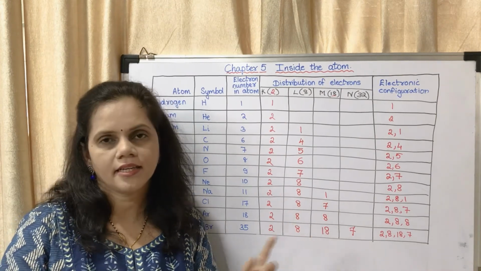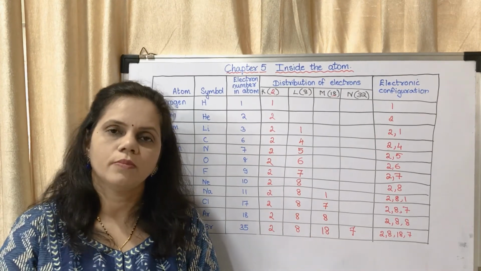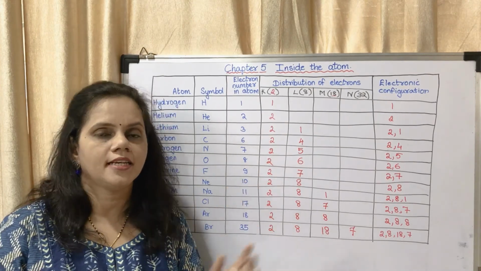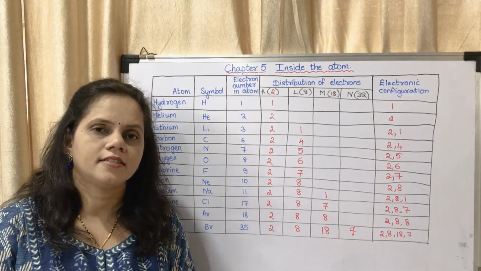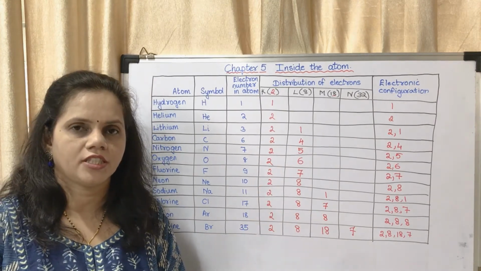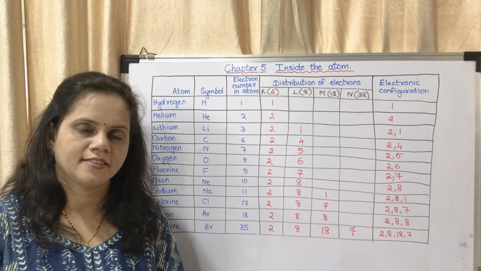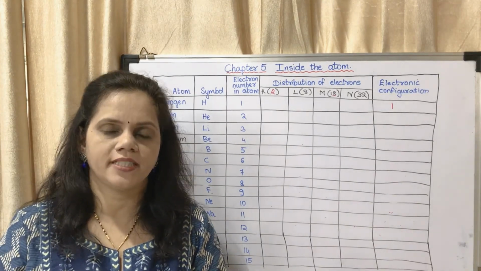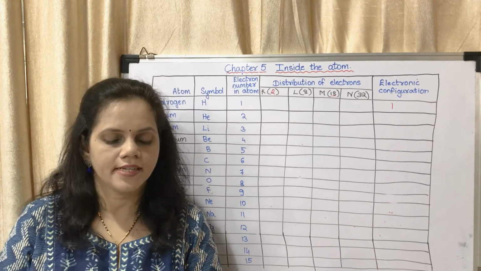In this chart they have given one example of bromine also. So you may copy this in your textbook and you should be learning how to write the electronic configuration. Right. Now on page number 33 there is a "Can you tell" section. There are 2 questions. We will discuss that.